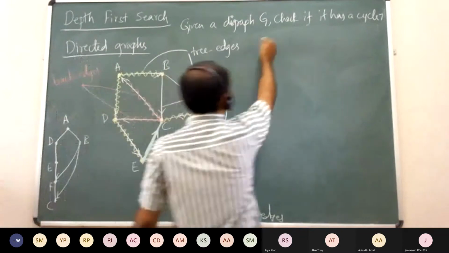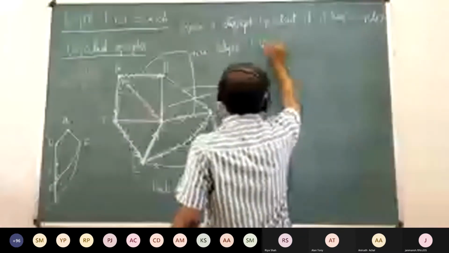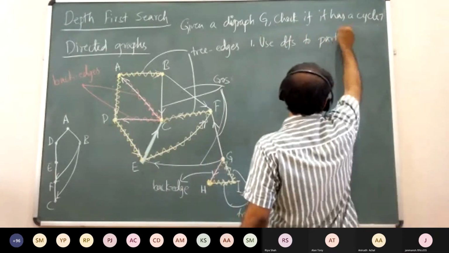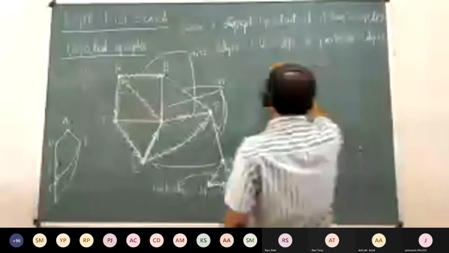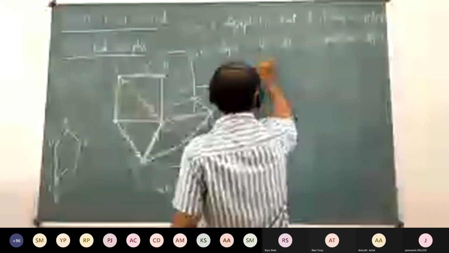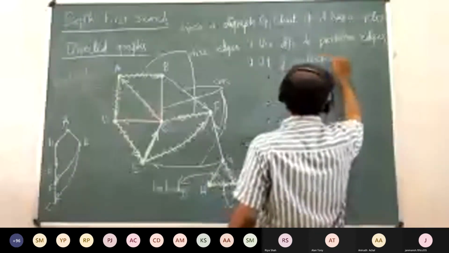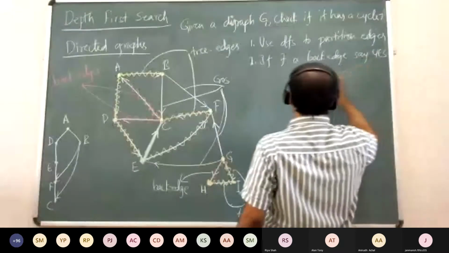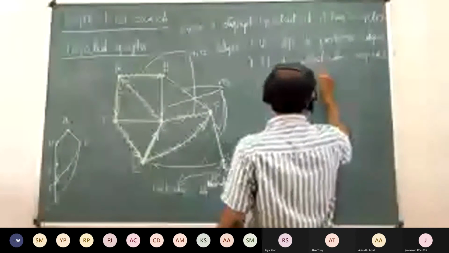Yeah, the algorithm is DFS to partition edges, right? If there exists a back edge, say yes, else say no.